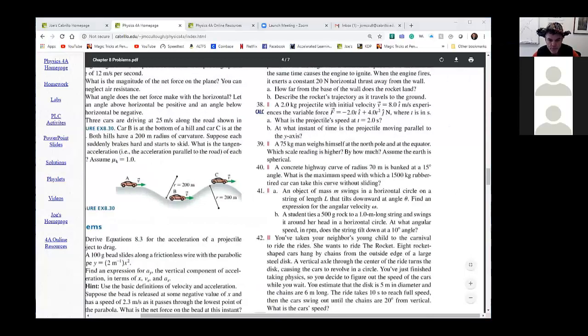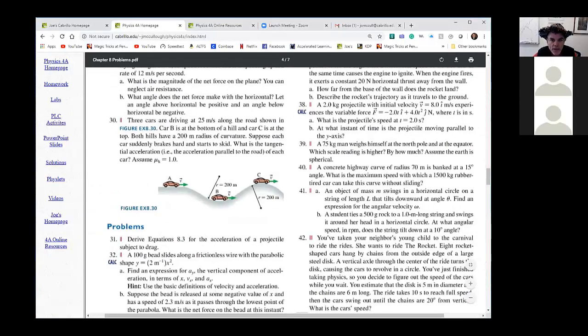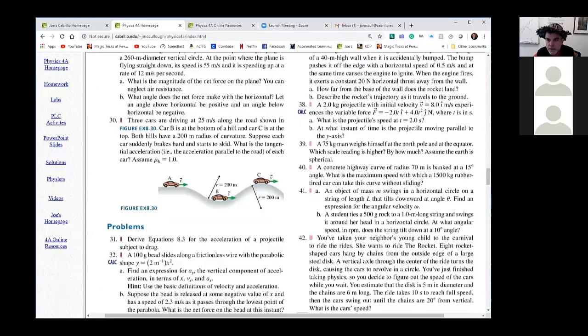Number 30. Actually, let me just try this. Let's pull that up. Share screen. Oops. All right, so let's see, can I annotate? This one, number 30?